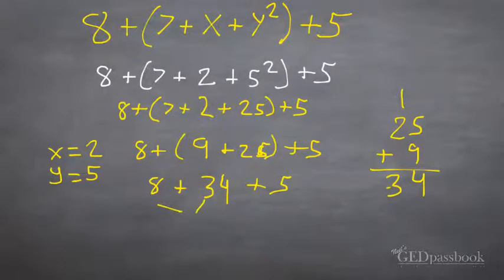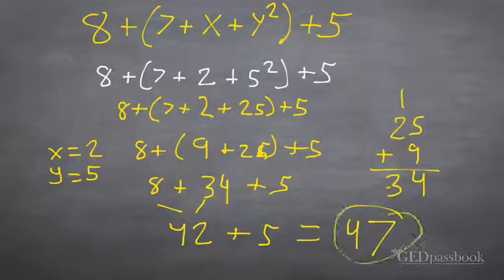Yep. What's 8 plus 34? 42. What's 42 plus 5? 47 is my answer. Is that what you got? I got 48. Oh, there was a small mistake somewhere then. Yep, 47.